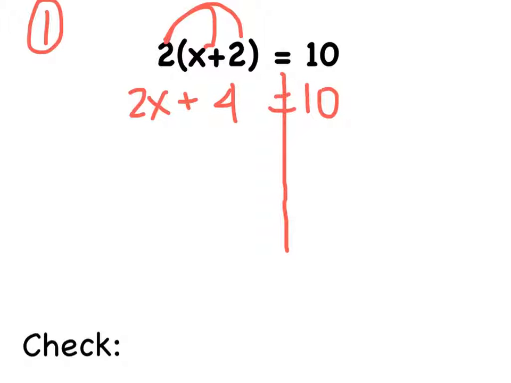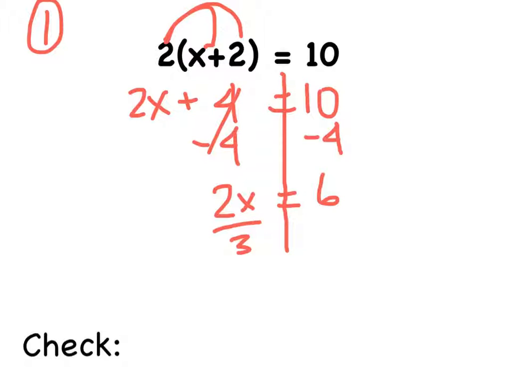And from here, it's a basic 2-step equation. Okay? So, I'm going to subtract 4 from both sides. And the reason that those cancel out is because 4 minus 4 is 0. So I get 2x equals 6. Then I'm going to divide both sides by 2. So I get x equals 3.